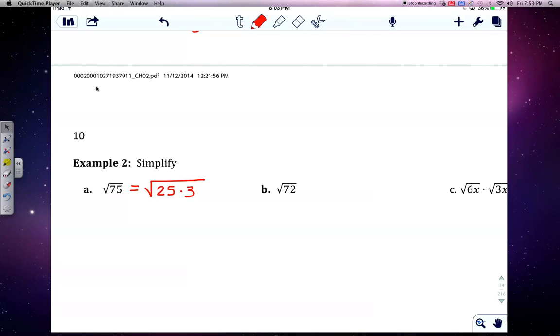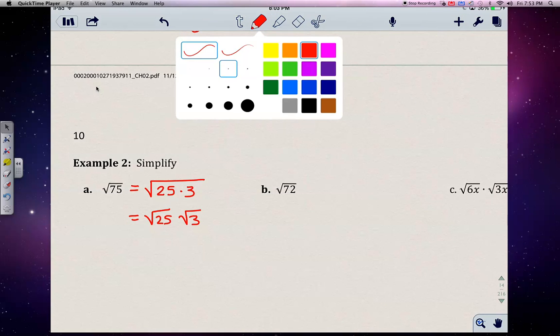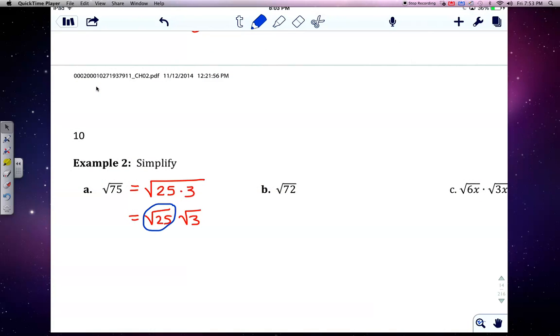Okay, so if I separate these two into 2 square roots, this right here, I'll go ahead and circle it in blue, we know what that is. The square root of 25 is just 5, so that would be 5. And we drop down the square root of 3. What I've just done there was I just simplified the square root. Okay, so square root of 75 is the exact same thing as 5 square root 3. It's just 5 square root 3 is simplified. Okay?